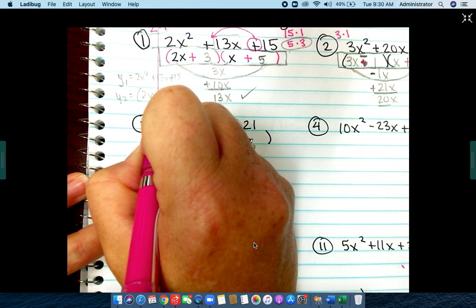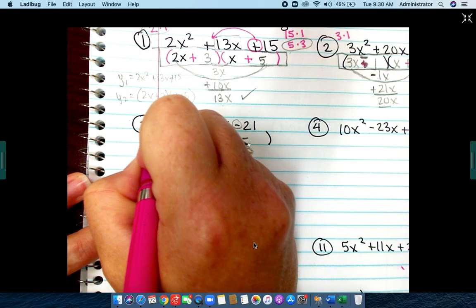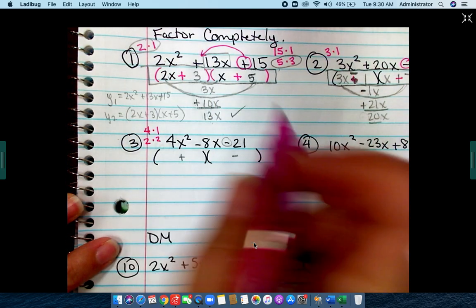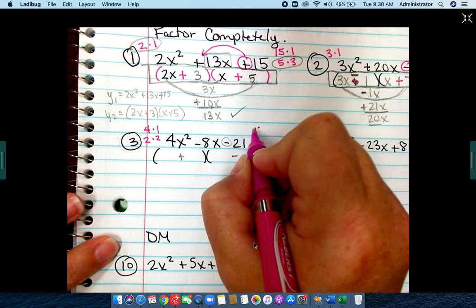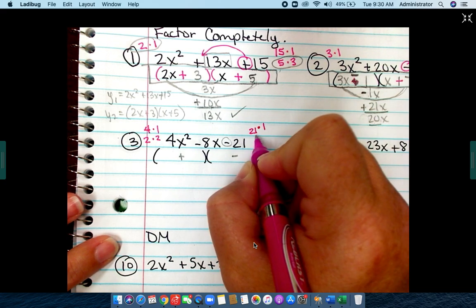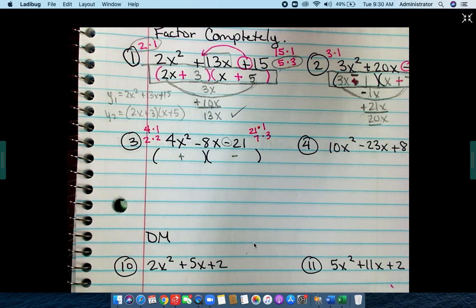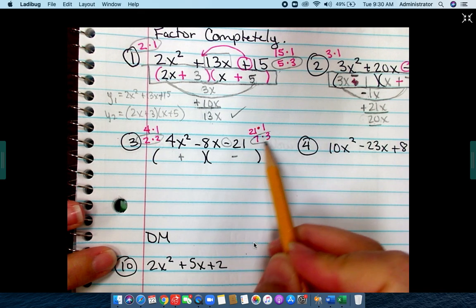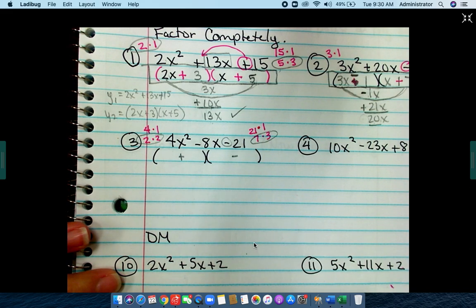For 4, I could use 4 and 1 or 2 and 2. Do you see how sometimes the color can help it stand out? So I hope you'll try using color. For 21, it's 21 times 1 or 7 times 3. So again, my recommendation is to always try the factors closest together first.